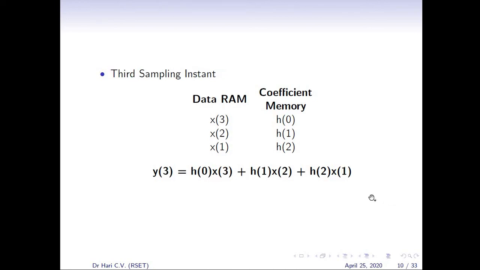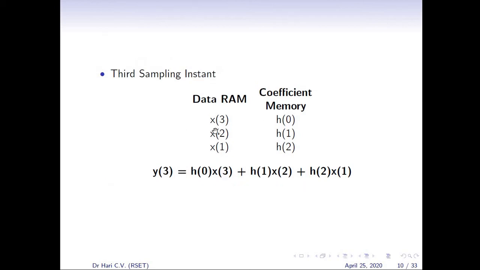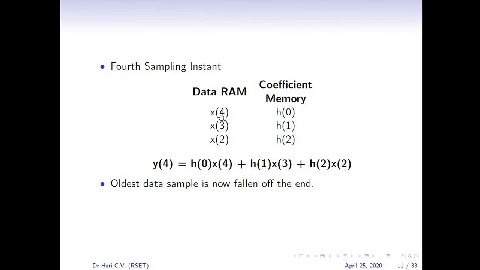In the third sampling instant, you can see the data RAM holds x of 3, x of 2, x of 1 in this order. The coefficient memory h of 0, h of 1, h of 2 is the same as in the previous cases. So we will get y of 3 is equal to h of 0 into x of 3 plus h of 1 into x of 2 plus h of 2 into x of 1. In the fourth sampling instant, you can see x of 4, x of 3, x of 2, with the coefficient memory h of 0, h of 1 and h of 2.